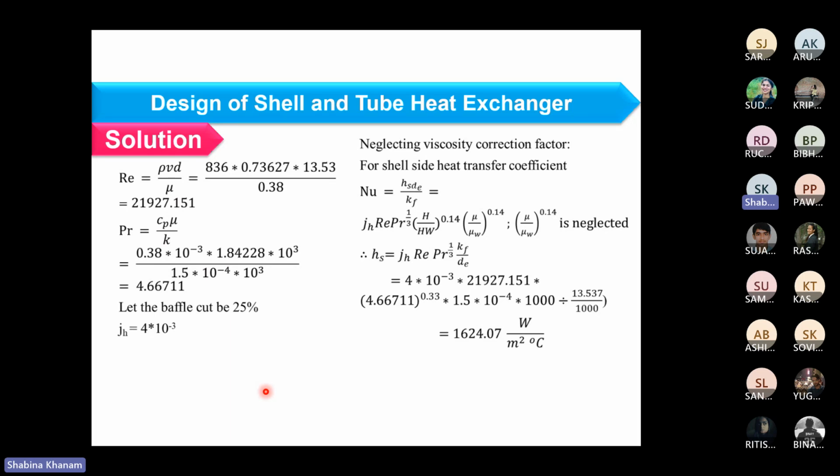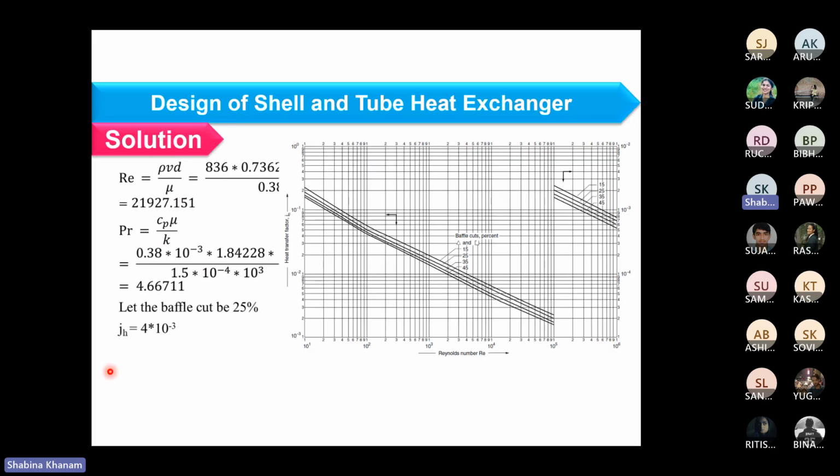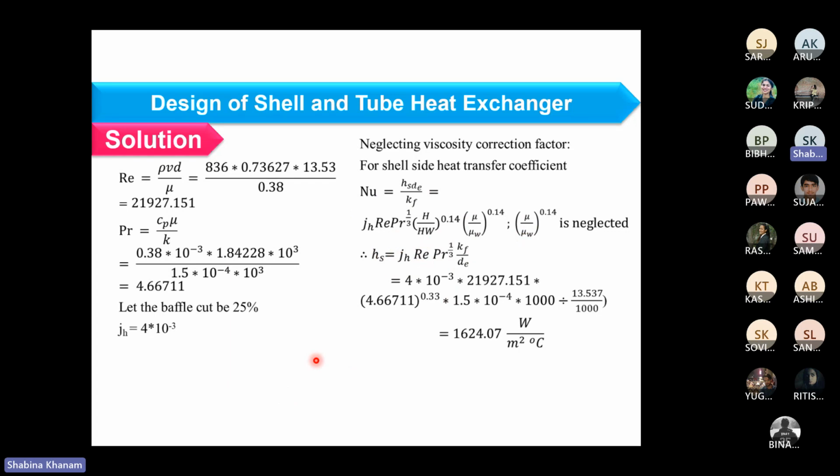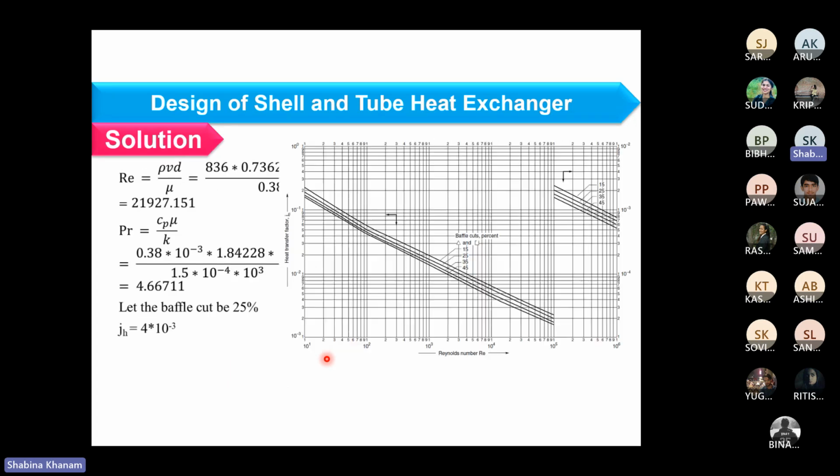So we need to find this JH to find the heat transfer coefficient. This is the heat transfer coefficient expression where JH we need to find, and you can find JH by this graph. Here I am having the Reynolds number. Sorry, the Reynolds number is coming as around 2.2 into 10 power 4.